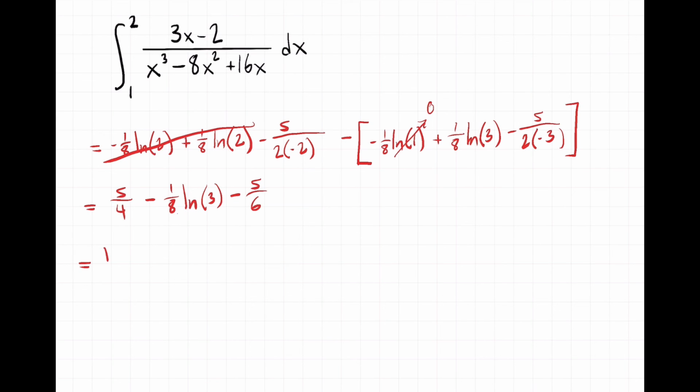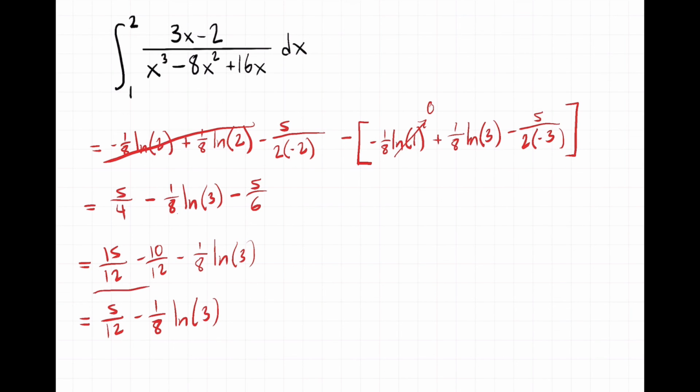And then we'll just clean up our fractions a little bit here. This is going to be 15/12 minus 10/12 minus 1/8 natural log of 3. So our final answer is we're going to have 5/12 minus 1/8 of the natural log of 3. That is our answer.